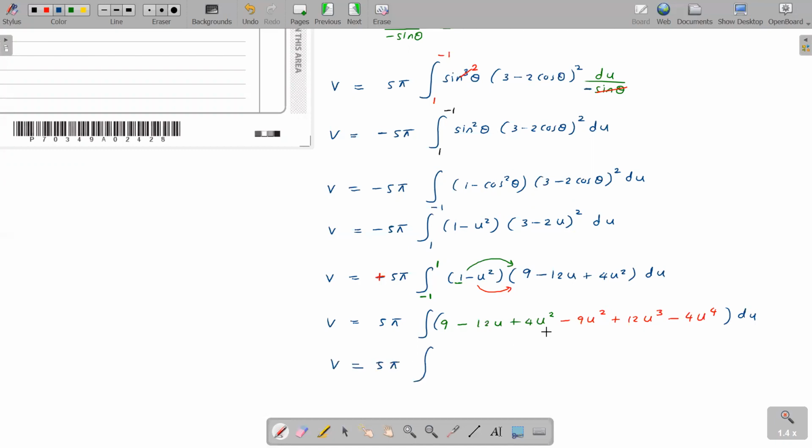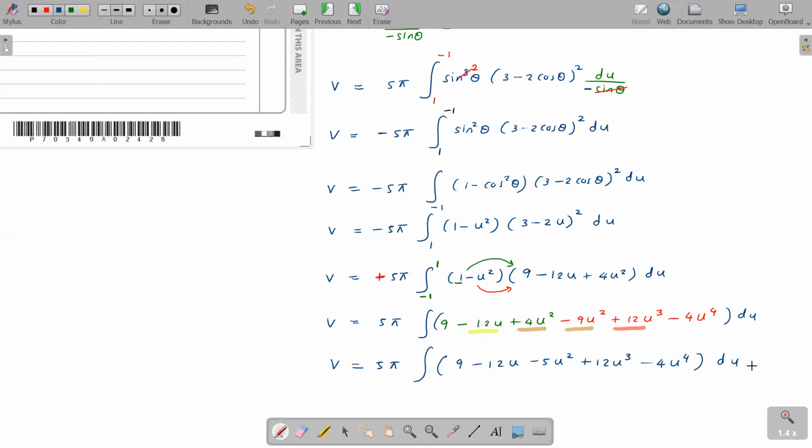So volume equals 5 pi. Can you all add everything together? We get here 9 minus 12u. I just have minus 12u by itself, right? And then I have here plus 4u square minus 9u square. How much is it? Minus 5u square. And then I have plus 12u cubed. That's alone, right? And finally, I have minus 4u to the power 4. Are you with me?